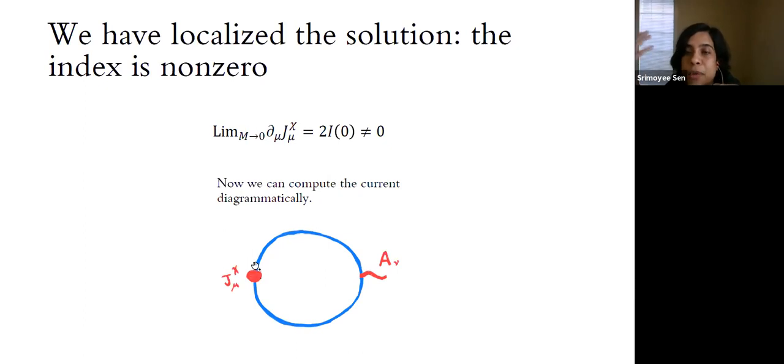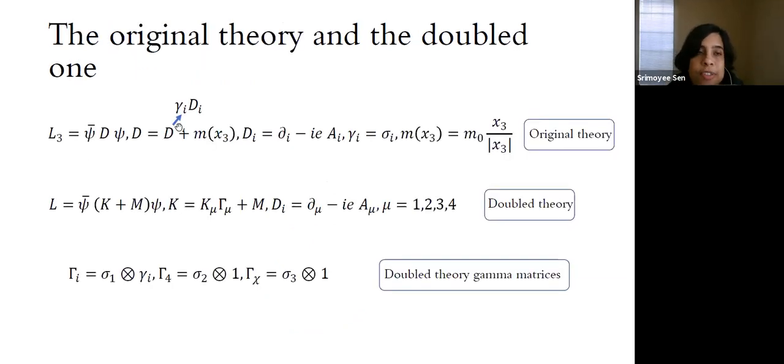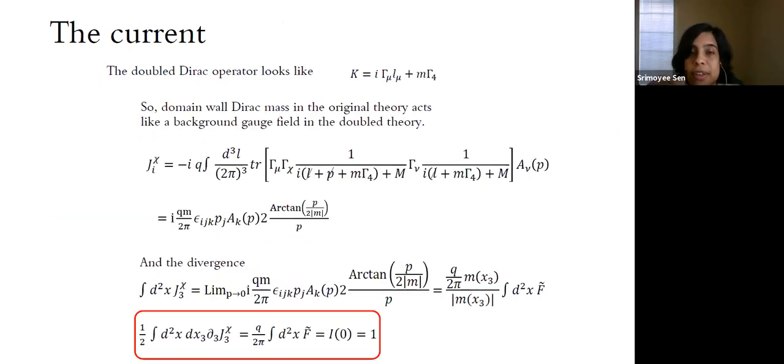So with this, we can just go and compute the current, right? It's just the psi bar gamma mu gamma chi psi, and we do it in the double theory. And of course, we attach the background gauge field here. Otherwise, the current is just going to go to zero. So this is the description of the double theory. This was my original theory, right? I had 2x2 gamma matrices here, and I had the domain wall in the Dirac mass. And this is the doubled theory, and the gamma matrices are given by this.